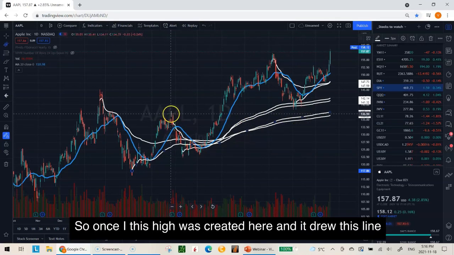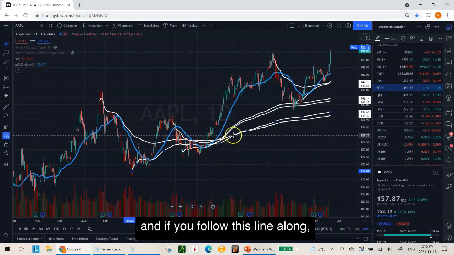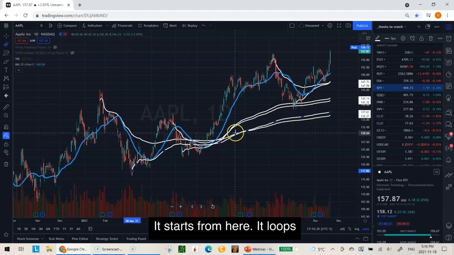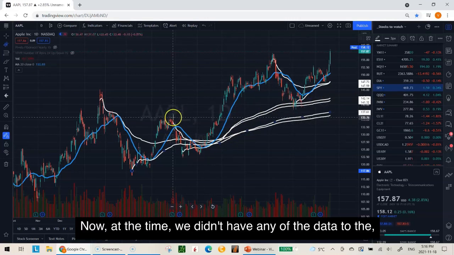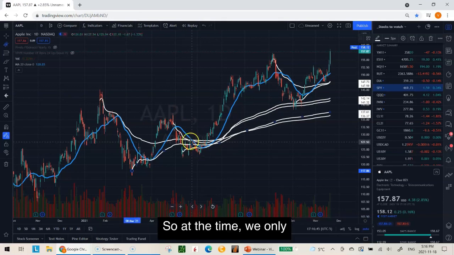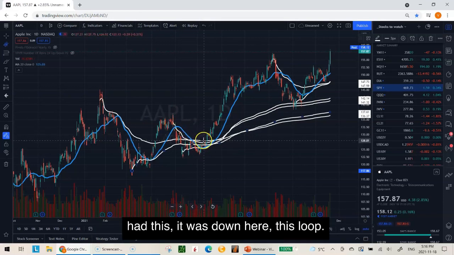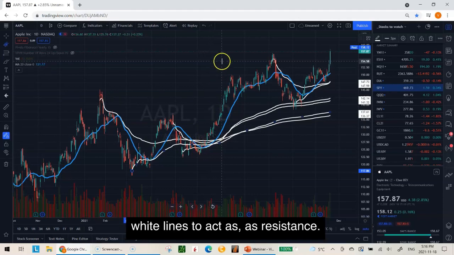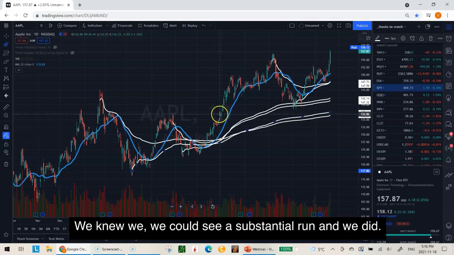So once this high was created here and it drew this line, and if you follow this line along, it comes all the way over here, right? It starts from here, it loops around, and it comes down here. Now, at the time, we didn't have any of the data to the right. We put in this pivot, we pulled back, right? So at the time, we only had this, it was down here, this loop. So when we broke above it, and there were no more white lines to act as resistance, we knew we could see a substantial run, and we did.